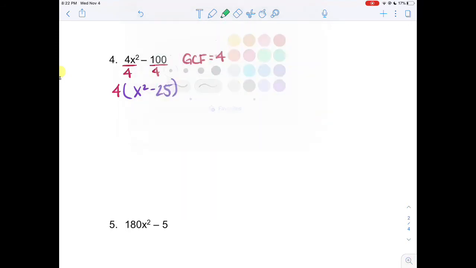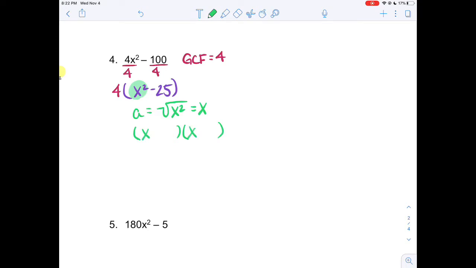So looking here at x squared, that's going to be my a squared term. So I can say that a is equal to the square root of x squared, which again is x. That means that I can set up my parentheses and put an x at the front of each of them.